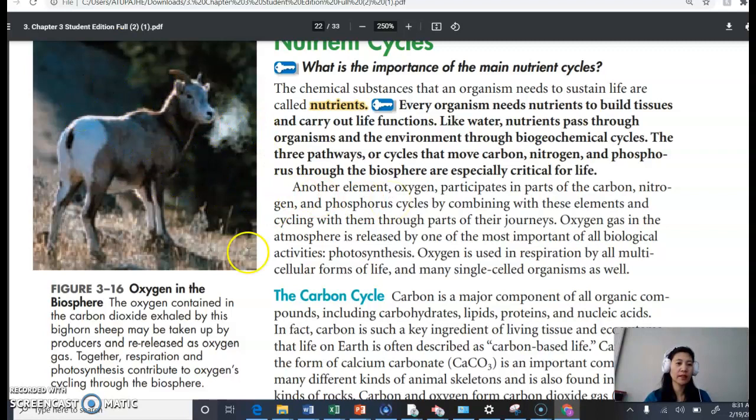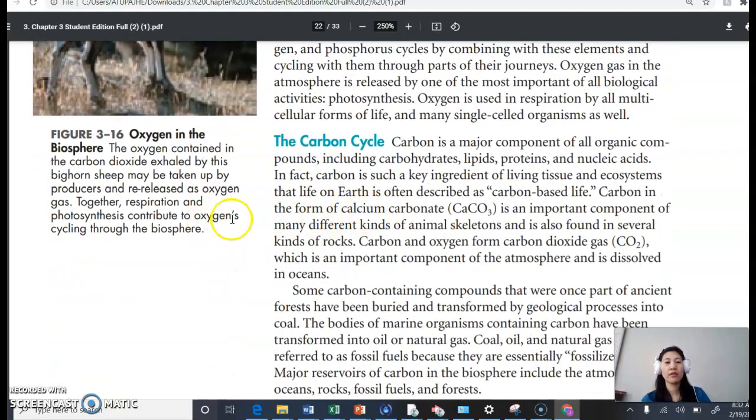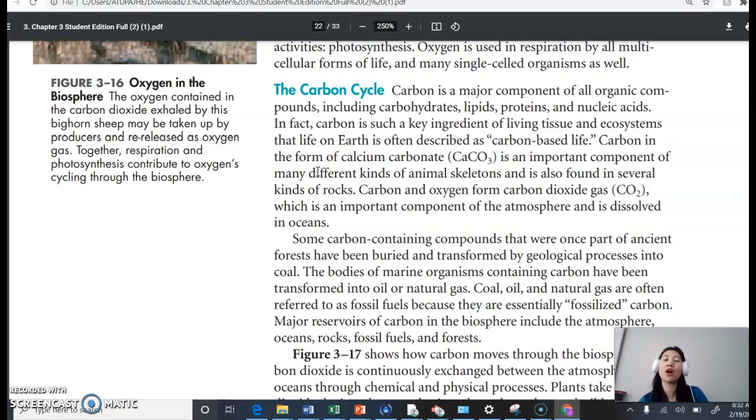So as you can see here on the left side, the oxygen in the biosphere is needed by this animal, this sheep, bighorn sheep. And this may be taken up by producers and re-released as oxygen gas. So together, the respiration process and photosynthesis contribute to oxygen cycling through the biosphere. We have also the carbon cycle. We have talked about this during our first unit. This is just a review for you.